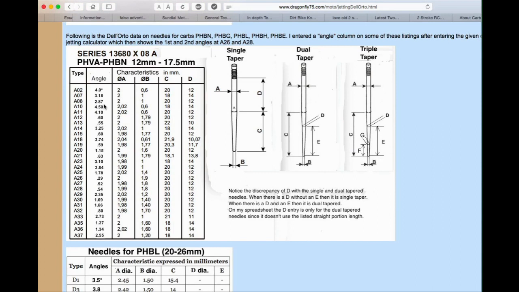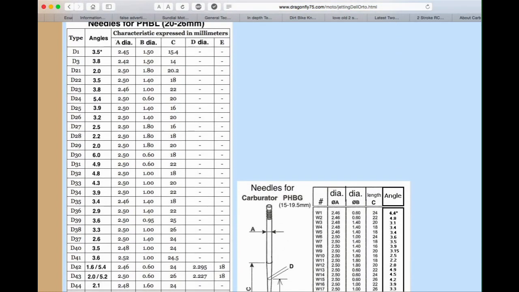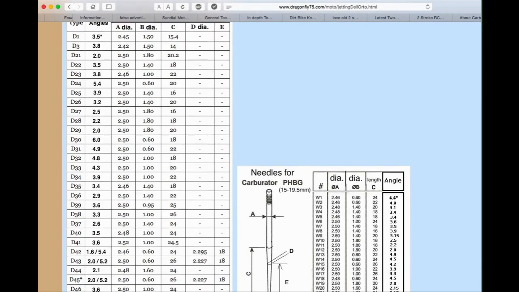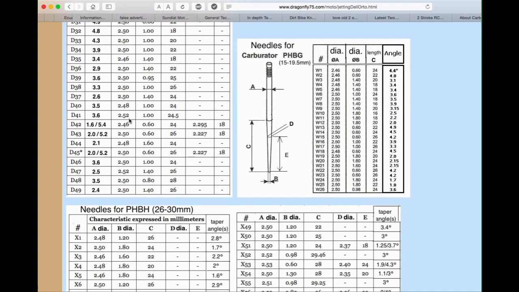The advantage to looking at my site for these needles is that the angles are listed also. I entered in all these numbers into my calculator and got all the angles. That was step number one. So just at a look, you can get an idea what you're dealing with. And this right here is a dual taper. For the PHBG, they're all single tapers.